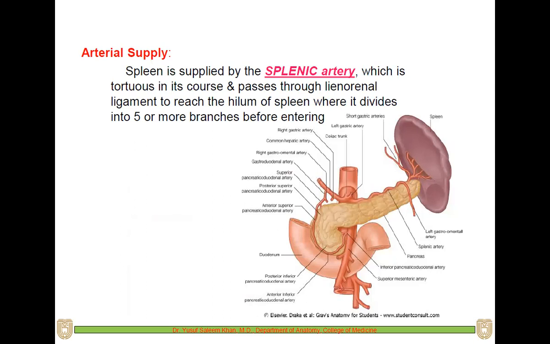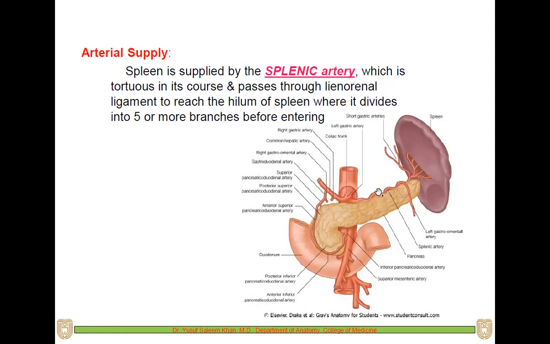The spleen is supplied by the splenic artery. If you see here, this is the very zigzag artery which runs along the upper border, the superior border, of the pancreas. This is called the splenic artery. It will be supplying the spleen, that's why it is called the splenic artery. Along with that, it also supplies the pancreas as well as the stomach, many important structures.